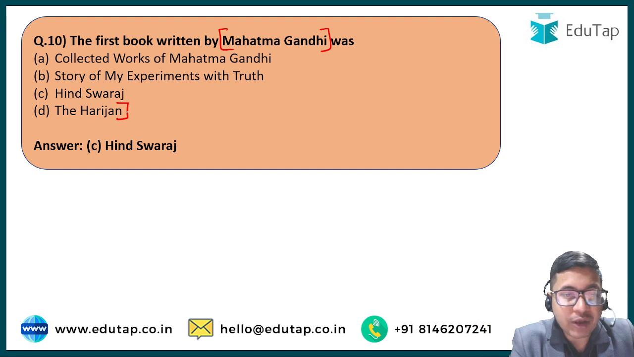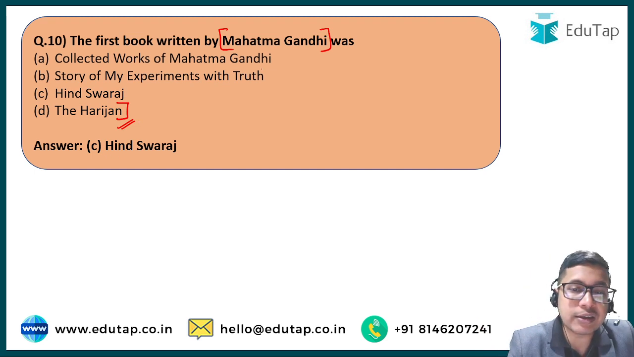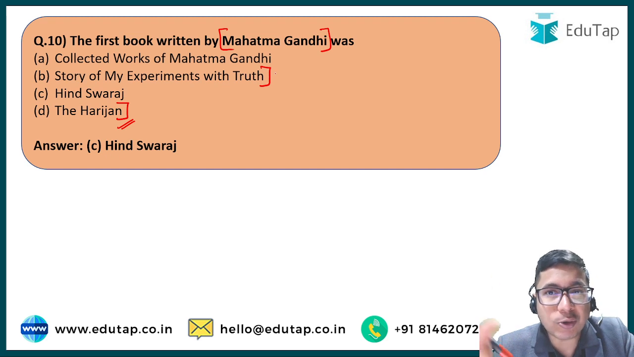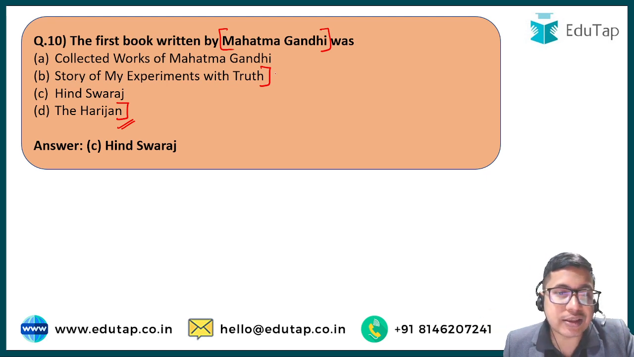So the Harijan, a newspaper or a publication which was dedicated solely to the reform that had to be made in the Indian society, came up much later. So did the Story of My Experiments with Truth. It also was published when he was under captivity during the later parts of the Indian freedom struggle. Correct answer here will be option C, Hind Swaraj.